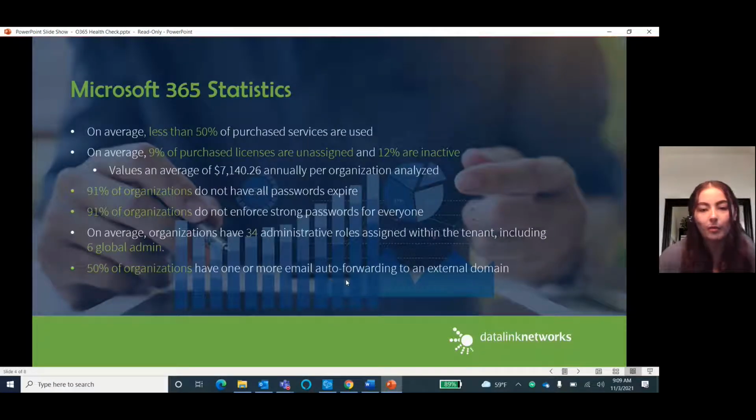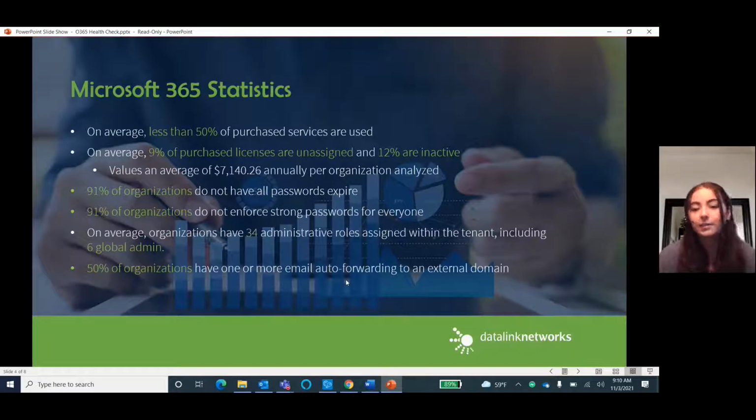Based off of what we know from the audits and the optimizations that we have done in the past, on average, less than 50% of purchased services are typically used. What that means is if you're purchasing a license, like Business Standard, that comes with a whole slew of different services or features included in it, we found that on average, less than 50% of those are being used, and not just on the more expensive licenses, but licenses across the board. Additionally, on average, we found that 9% of purchased licenses are unassigned and 12% are inactive.